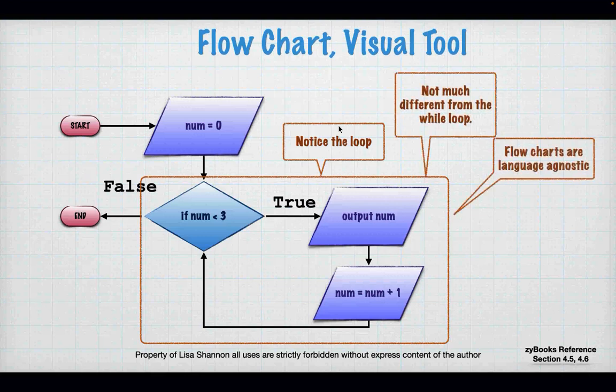It's no different from a while loop. So when you're dealing with loops, and you're using a flowchart, which you might have to do in an assignment, remember, this is what it looks like. That's what a loop looks like. You have the arrows that allow you to go in a round robin fashion until you hit false.